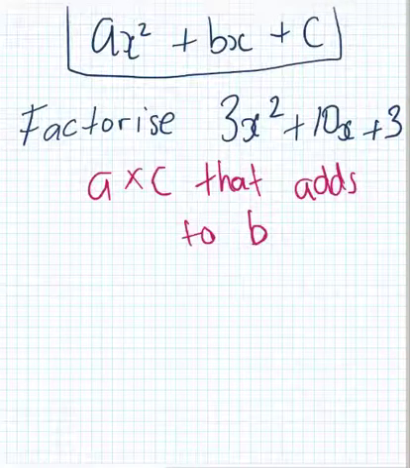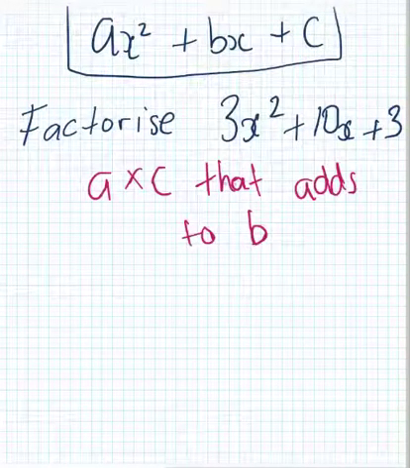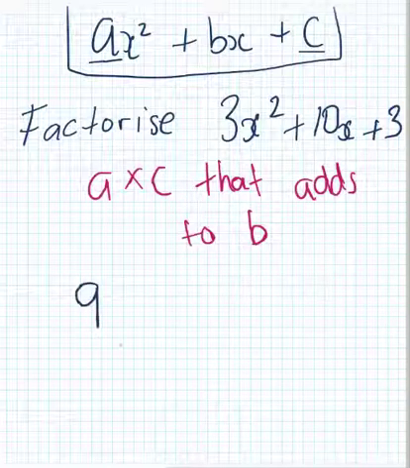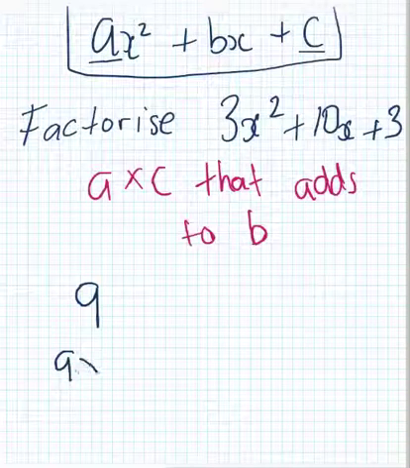And let's make sense of this. So A times C, that adds to B. So remember what A and C means. A is the number in front of x squared and C is the number at the end. So A times C, what's A times C? Well, 3 times 3 is 9. Okay, there we go, we got our 9. But now we have to think of factors of 9 that add to B. So is it possible for factors of 9 to give us B? In this case, B is a positive 10. So let's have a look. Factors of 9, we have 9 times 1, we have 3 times 3.